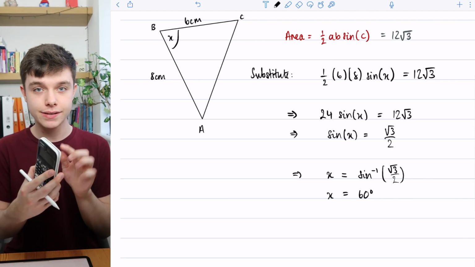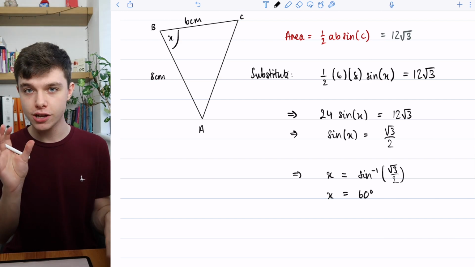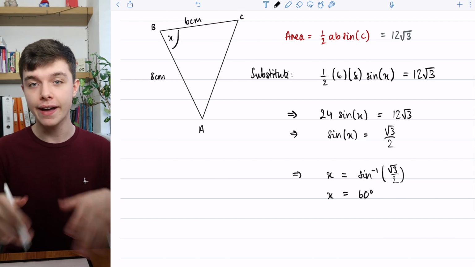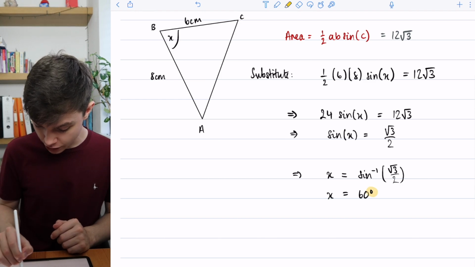Check on your calculator that you've got a D symbol at the top. You should have a letter D to tell you you're in degrees. You don't want an R there. Radians we'll get onto later in the course. So that is our value for x.